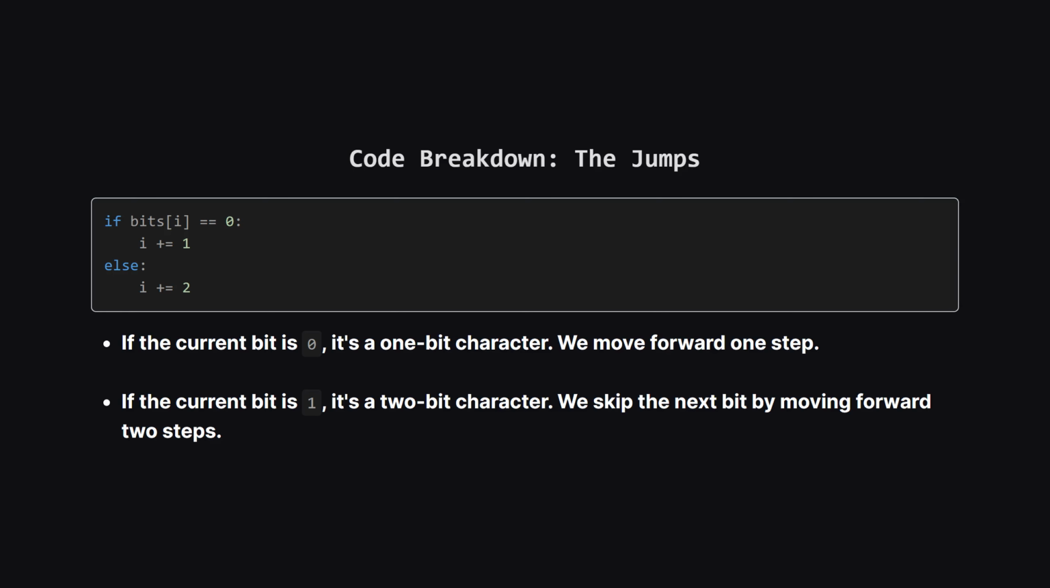Inside the loop, we have a simple check. We look at the bit at our current position I. If that bit is a 0, we know it represents a 1-bit character, so we increment our pointer I by 1 to move to the next character's starting position. If the bit is a 1, we know it must be a 2-bit character, so we need to skip over both bits of that character. We do this by adding 2 to our pointer I.